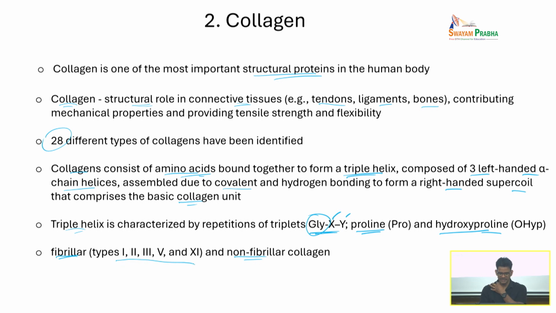So here you can see that out of these 28 different types, types 1, 2, 3, 5 and 11 are fibrillar and others are non-fibrillar. Whether it forms fibril or non-fibril depends on whether we retain the helical structure or not, whether we are breaking the hydrogen bonding that stabilizes the helix or not. Based on these molecular details, the type of collagen is different.